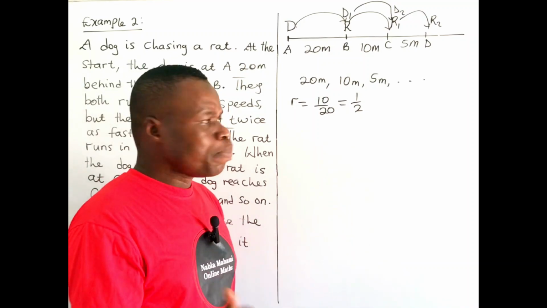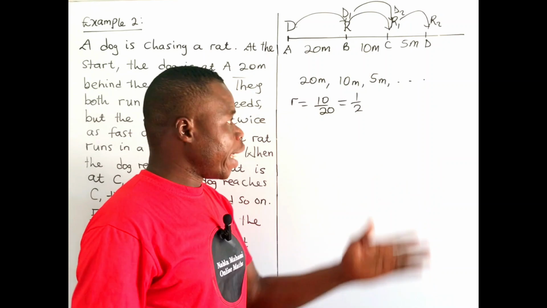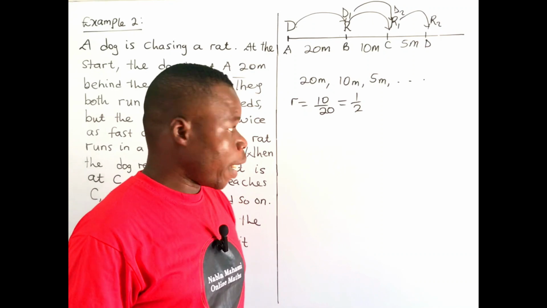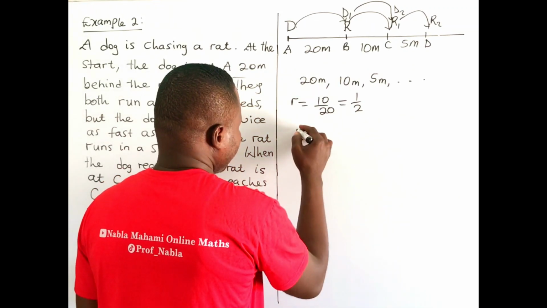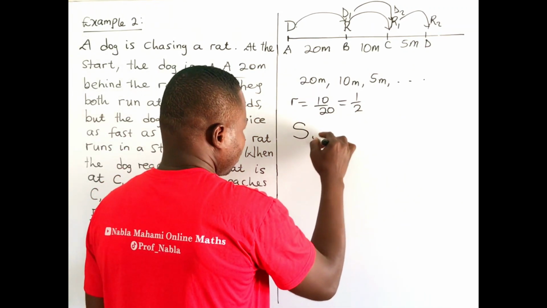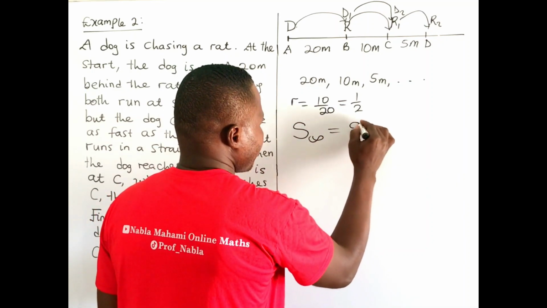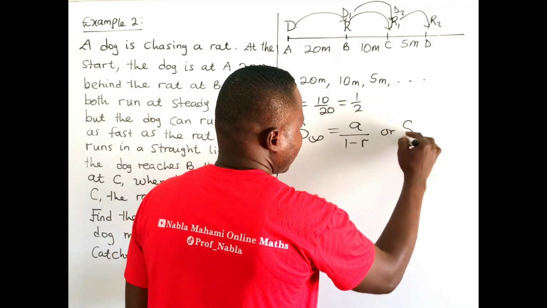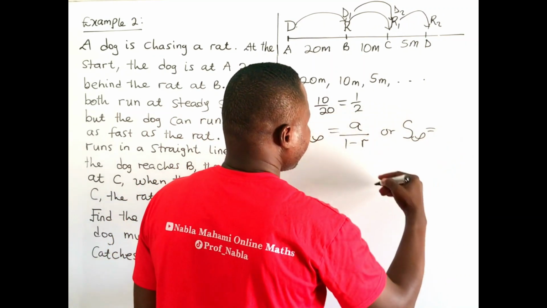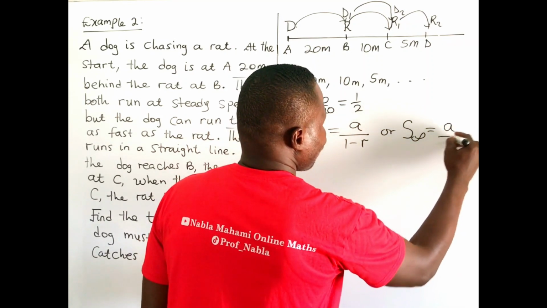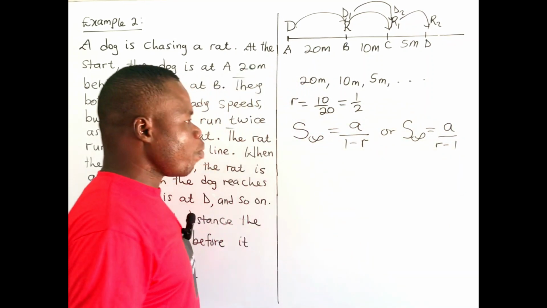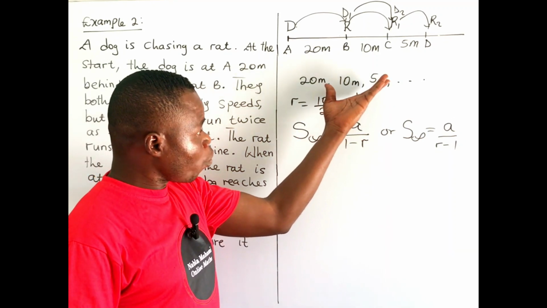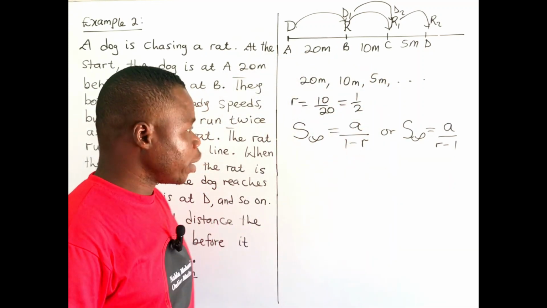Then you now look at it under GP. If you have a sequence but we don't know the last term of that, then we'll use the sum to infinity formula. The sum to infinity is represented by S with this infinity sign, S infinity is equal to A over 1 minus R, or S infinity is equal to A over R minus 1. These are the formulas that we use when we have to solve an example like this in series and sequence.